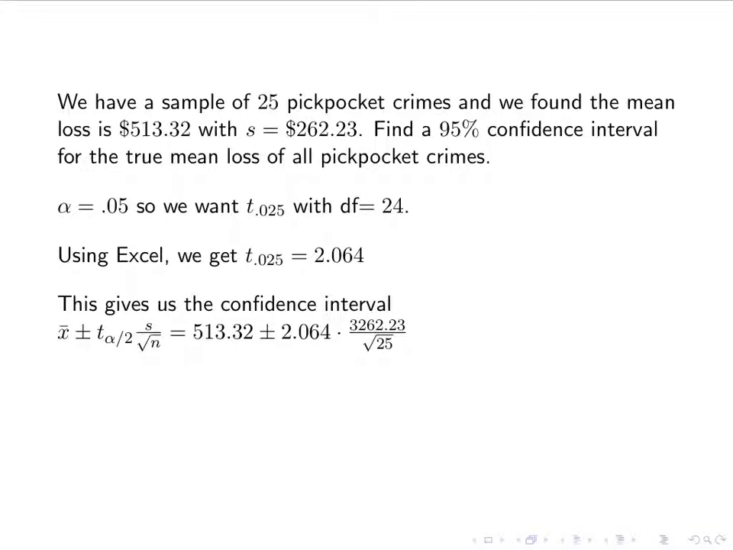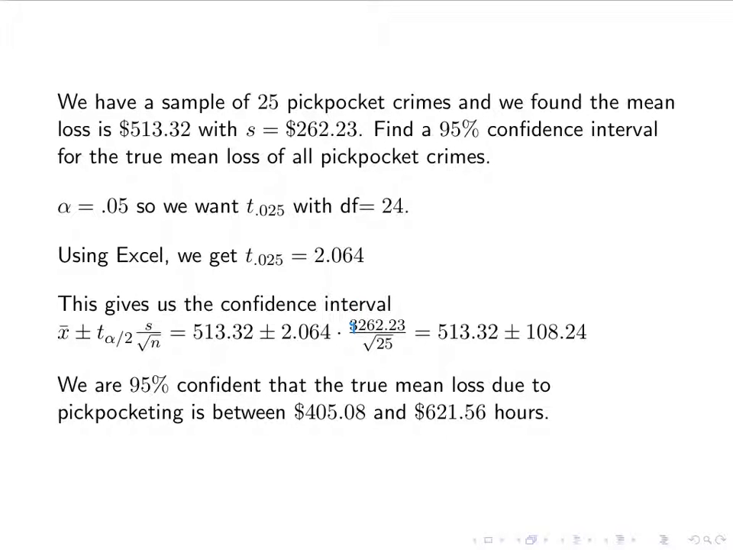So our confidence interval is the following, except there's a rogue 3 in there. I don't know where that came from. So that 3 is not there. Ignore it. Should be 262.23. Again, that 3 is not there. So it gives us 513.32 plus or minus 108.24. Cross that out again. And we're 95% confident that the true mean loss due to pickpocketing is somewhere between $405.08 and $621.56.